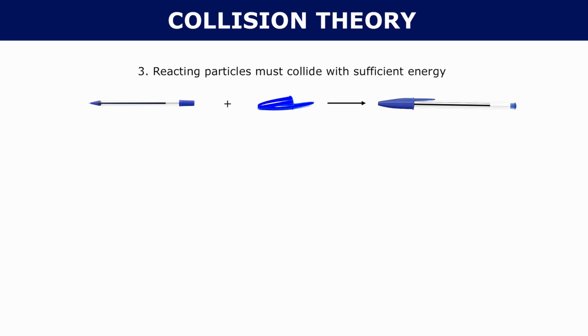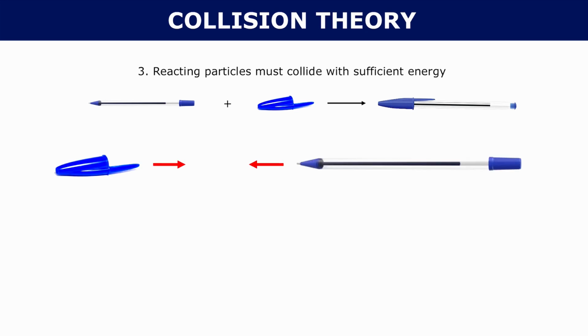The third one is that reacting particles must collide with sufficient energy. And this one's a bit harder to imagine, but if you go to cap a pen and you don't use the right amount of pressure, you don't hear that click, and then when you go to flip it upside down, the pen cap falls right off. So you can think of it like that.